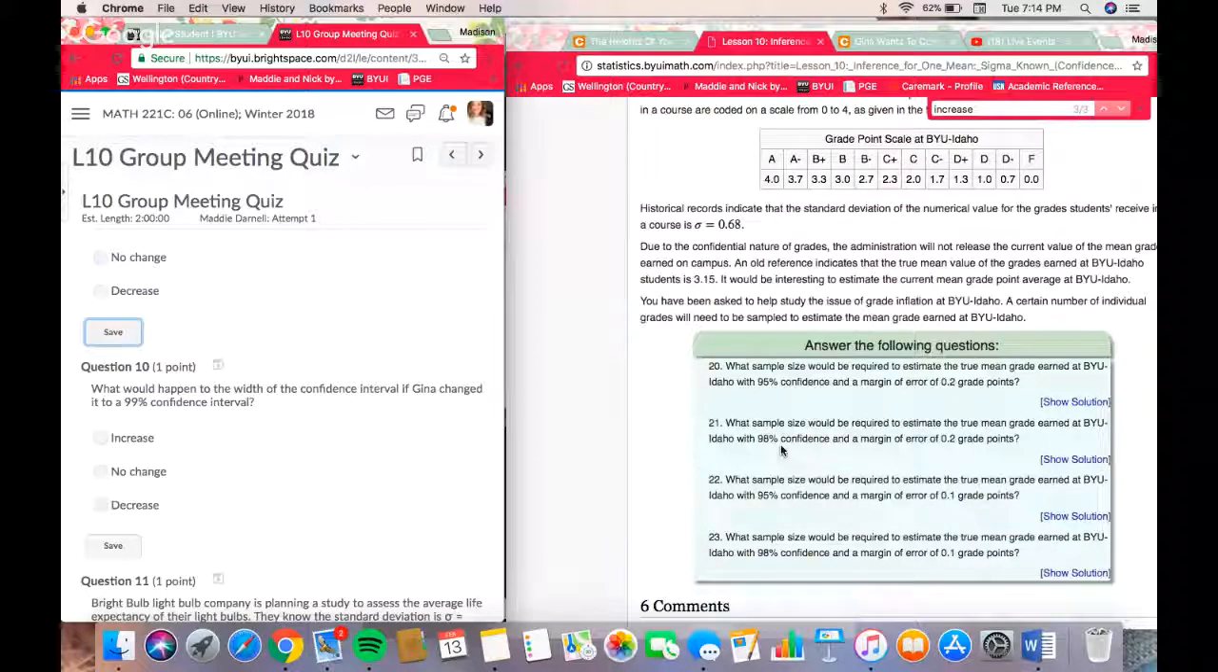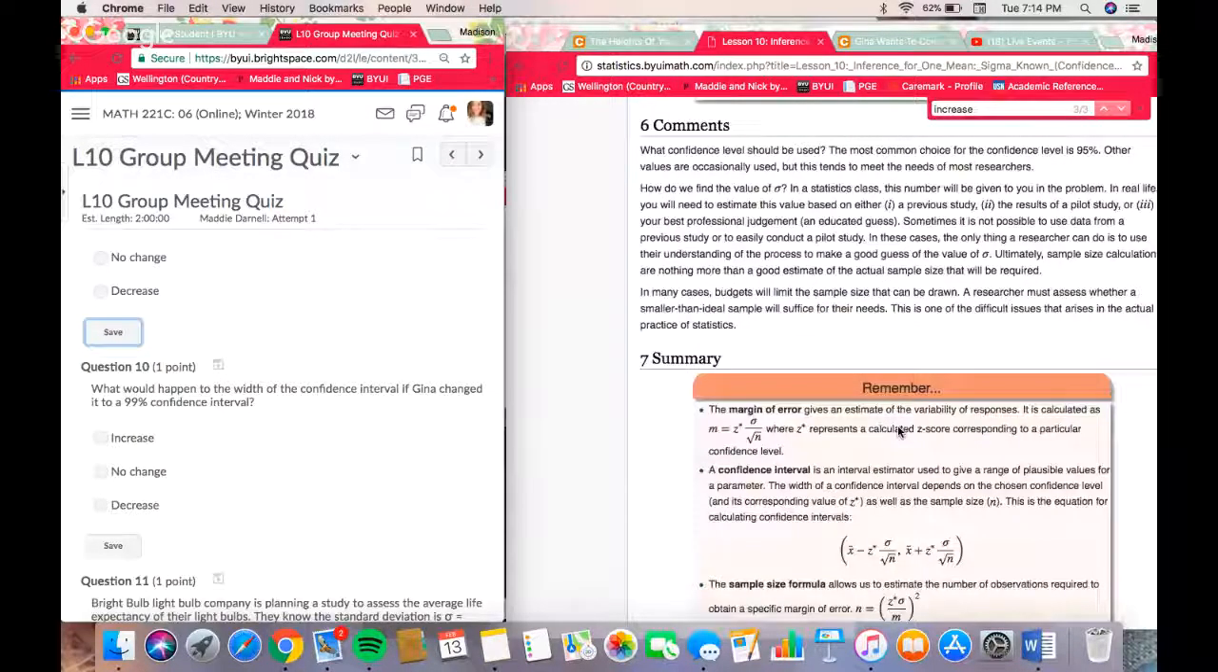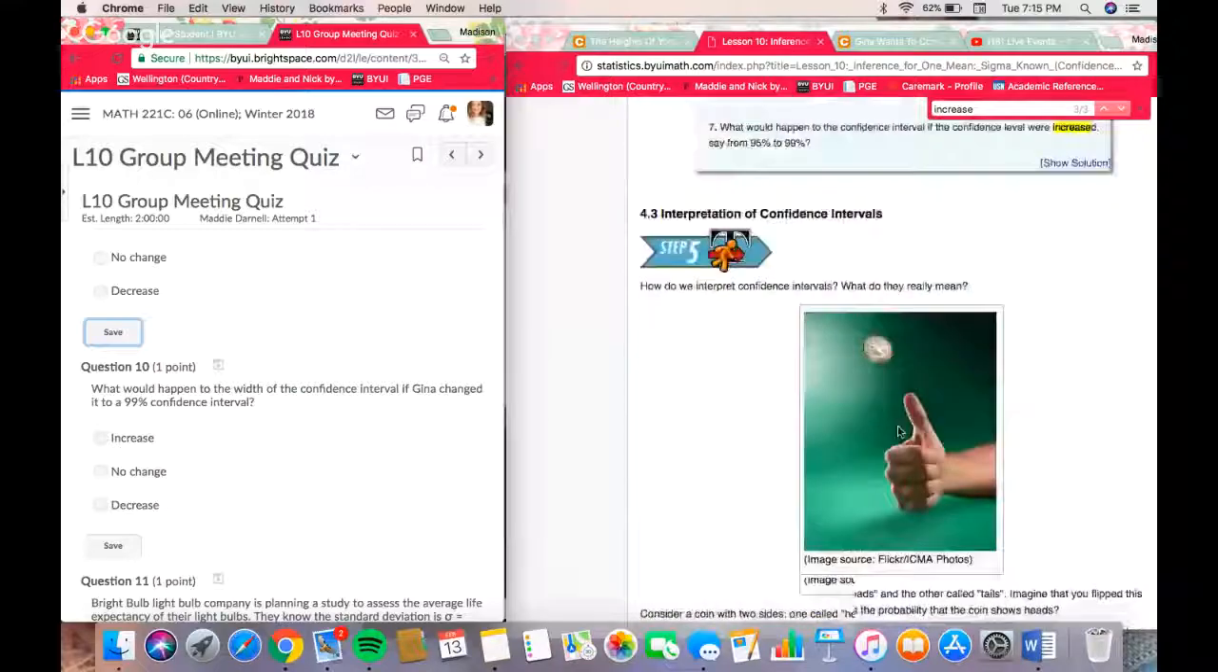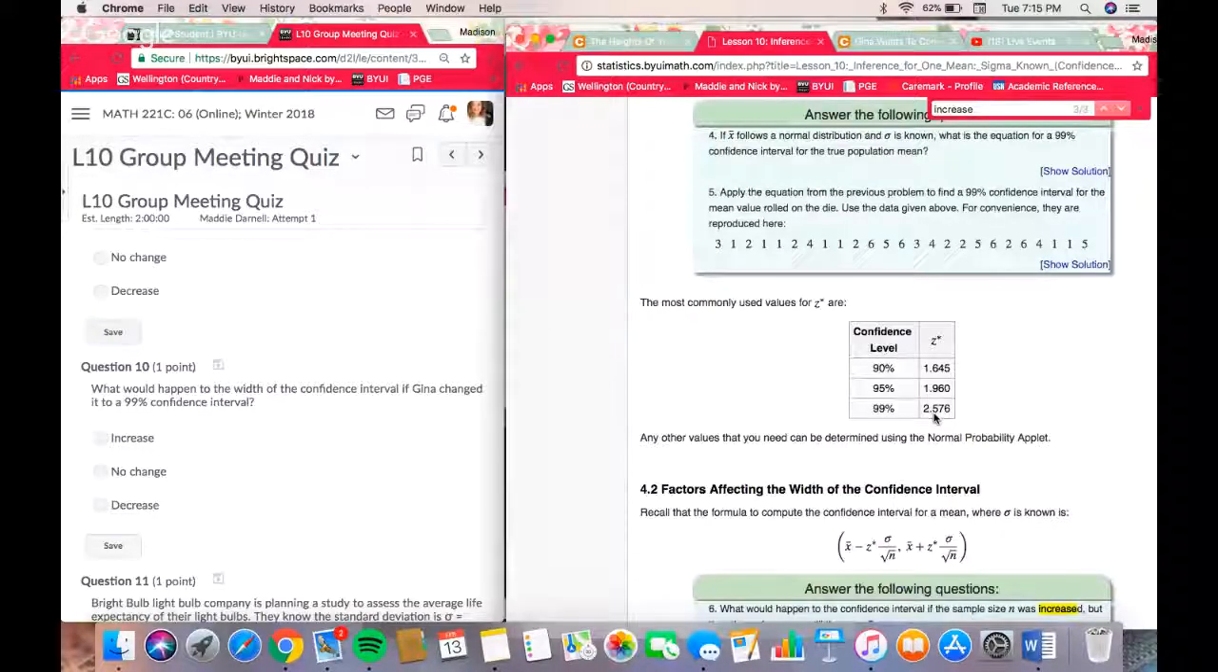Okay, and then it would probably be increasing for 10 too, because it said what would happen to the width of the confidence interval. We can tell right here because it says what would happen or what would be required. If we increase the confidence level, what happens to the required sample? I'm going with increase because the 99 right here is 2.576. So if it's at 1.960, it's either going to increase or decrease.